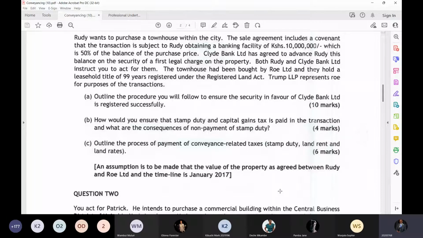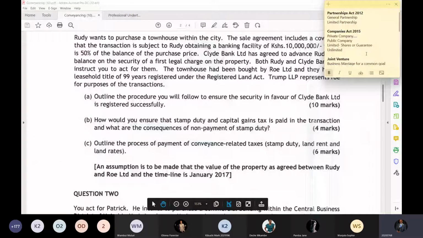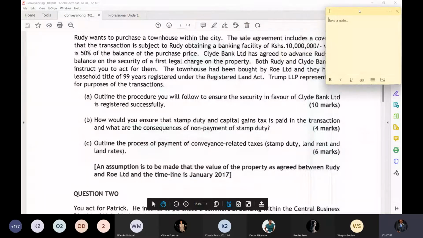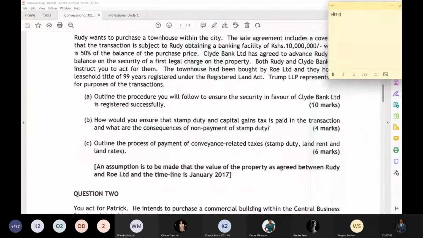Okay, stamp duty. Okay, for CGT, let me see if I can guess. They brought this question last year, I think. So for this tax, what is taxed? The gain. And how do you get the net gain? The transfer value minus the cost, minus the adjusted cost. Yeah, minus the adjusted cost.